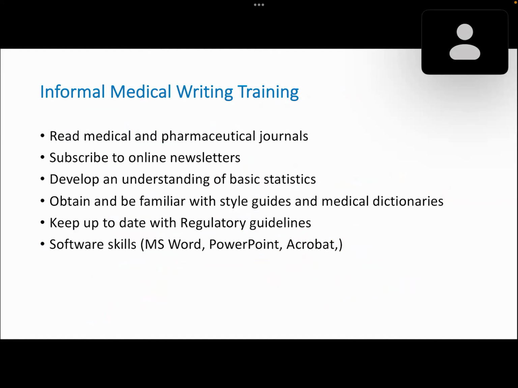Now training. On training, you can read about journals, you can subscribe to online newsletters, because learning is a big part of our medical writing. Develop an understanding of basic stats, get familiar with style guides, medical dictionaries, keep on reading about regulatory guidelines, soft skills, MS Teams, PowerPoint, Acrobat, even AI these days.